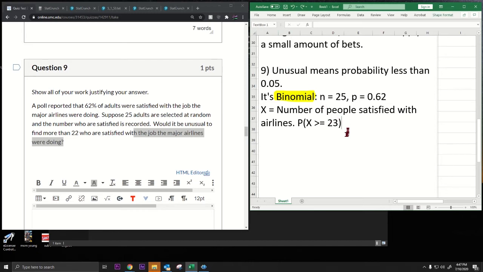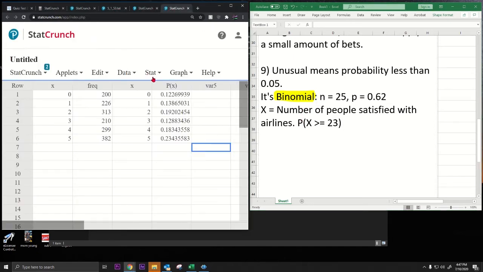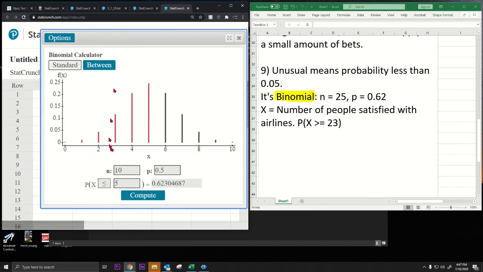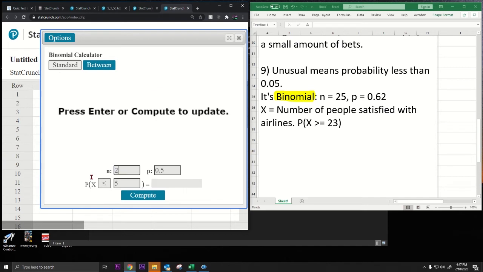Alright, now, since it's binomial and it's greater than or equal to 23, okay, we got everything we need. We got N, P, we got everything. Let's go to StatCrunch. Stat, Calculator, Binomial. See that? We're gonna just go to N is what, 25? P is 0.62.